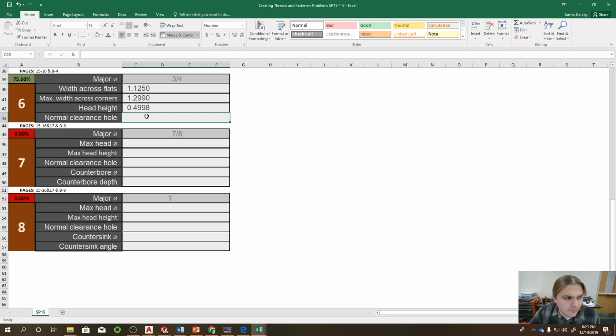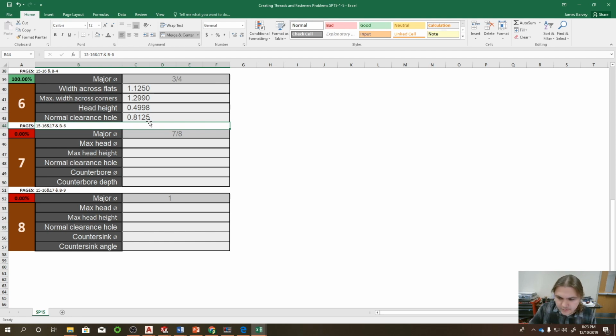And now for the normal clearance hole, I'm going to jump back to page 1516, and there's a table 15.91 that has some equations on solving that. I have, once again, a diameter of 3/4, so I'm in between 1/2 and 7/8. So that is our diameter plus 1/16, 0.065. And I got that one right.